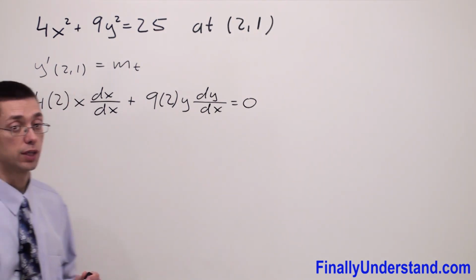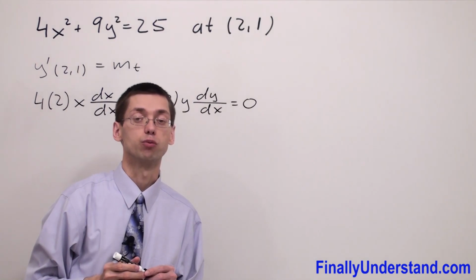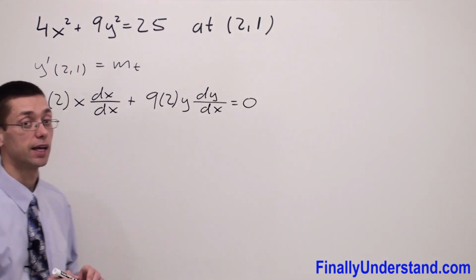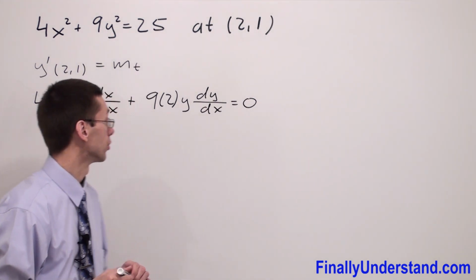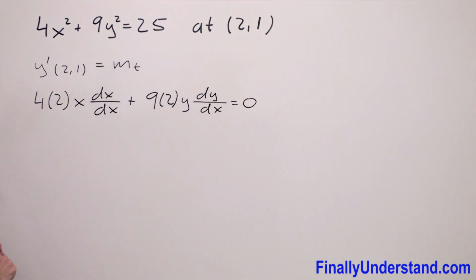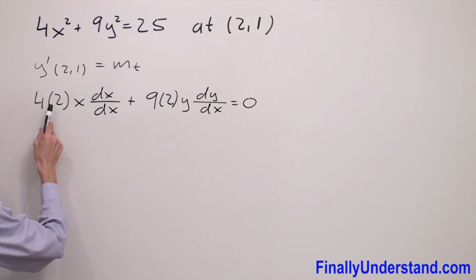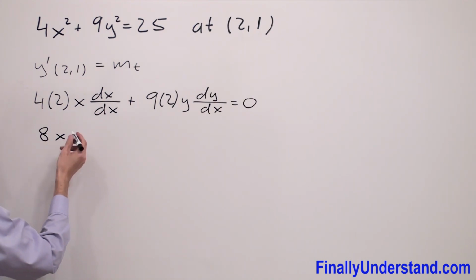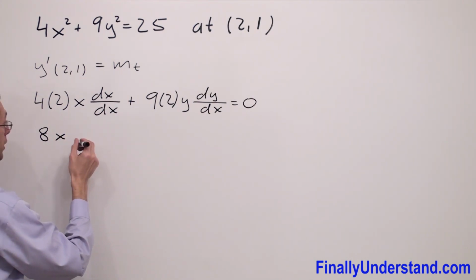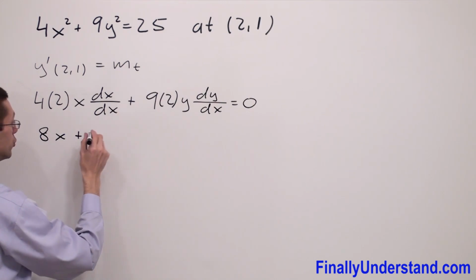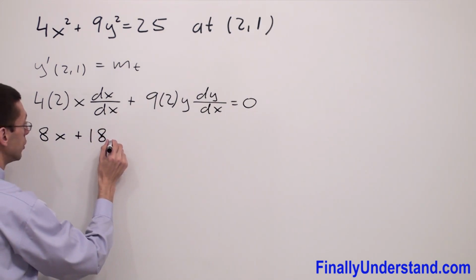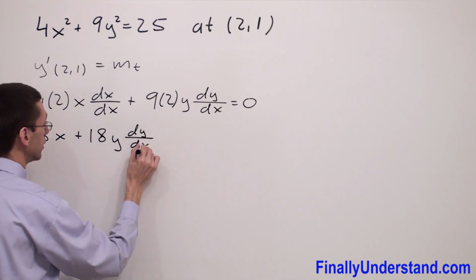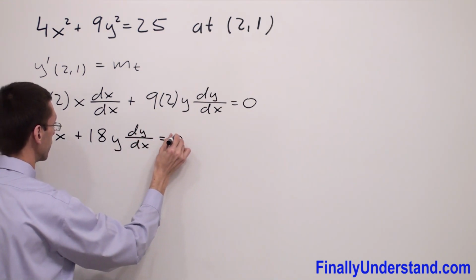If some of you do not understand what I'm doing right now, you're supposed to review derivatives taken implicitly. So if you don't get it, you're supposed to review it. 4 times 2 is equal to 8x. dx over dx is equal to 1, I'm not going to write it. Plus 9 times 2 is equal to 18y dy over dx is equal to 0.